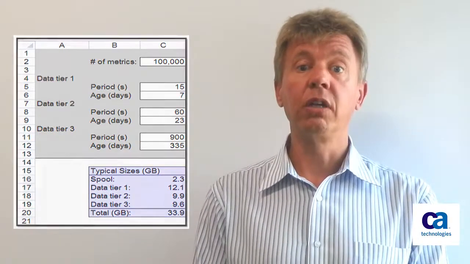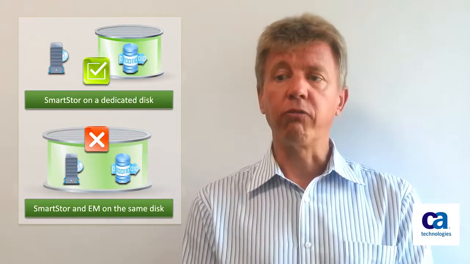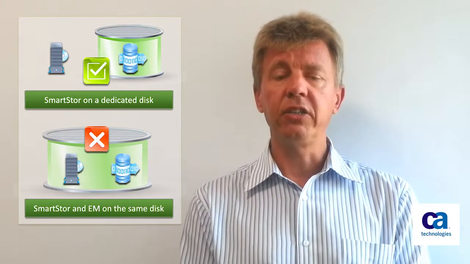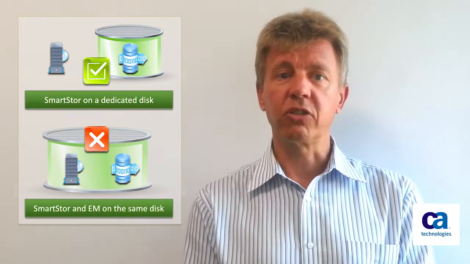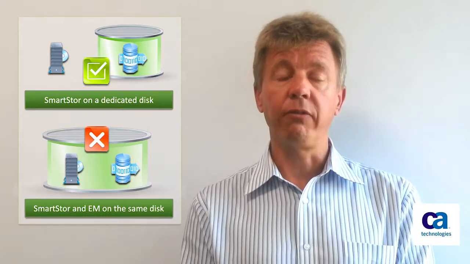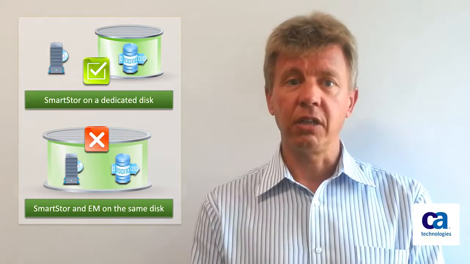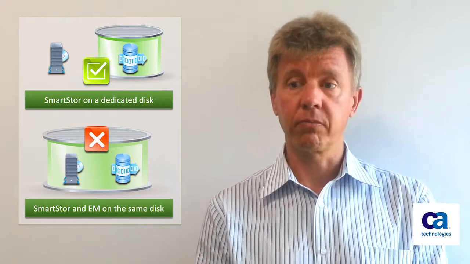of your SmartStor sizing. Another thing to watch out for when you're deploying SmartStor is that you have it on a dedicated hard disk. SmartStor is doing a lot of writes every 15 seconds to the actual SmartStor database, and these writes can be quite extensive. So a lot of I/O is going to this SmartStor database. There are about 70 to 85 SmartStor disk writes every 100,000 metrics, and that happens every 15 seconds. So you can imagine the amount of I/O that is required to cover this.